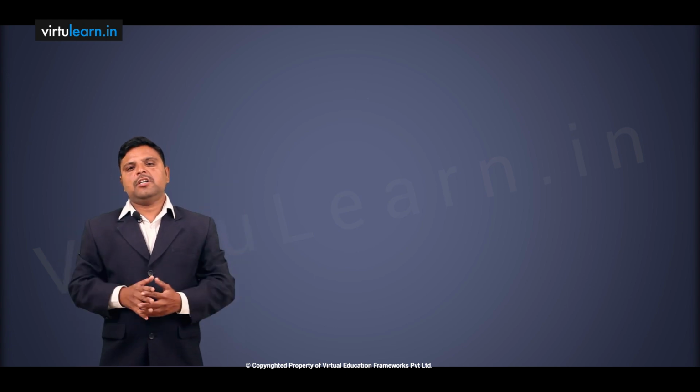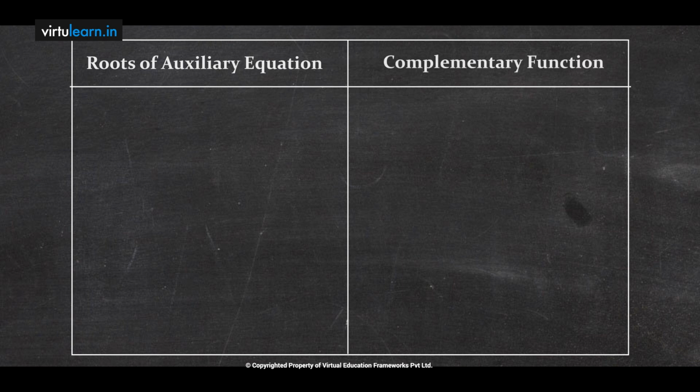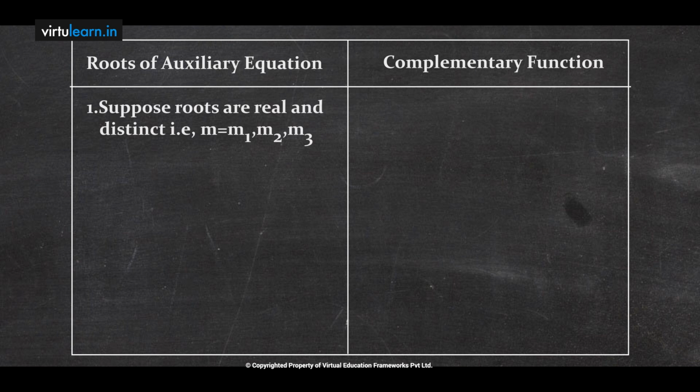Now consider the table. On the left-hand side are the roots of the auxiliary equation, and on this side the complementary function yc. When the roots of the auxiliary equation are real and distinct, that is m equal to m1, m2, m3, these three roots are different, then the complementary function yc equals the formula c1 e power m1x plus c2 e power m2x plus c3 e power m3x.